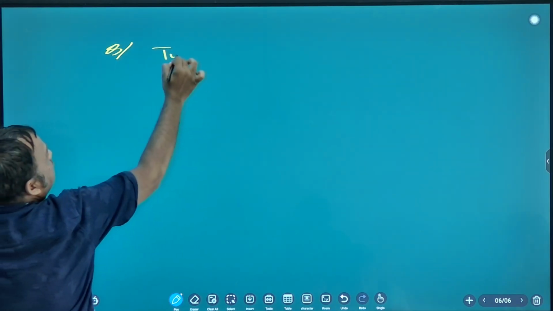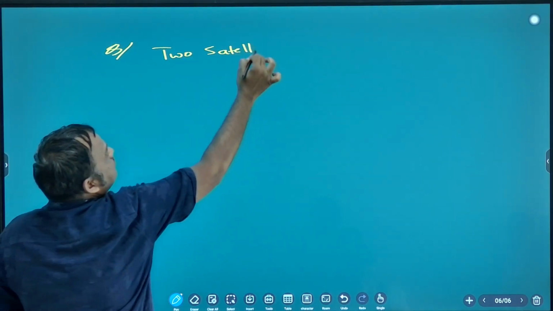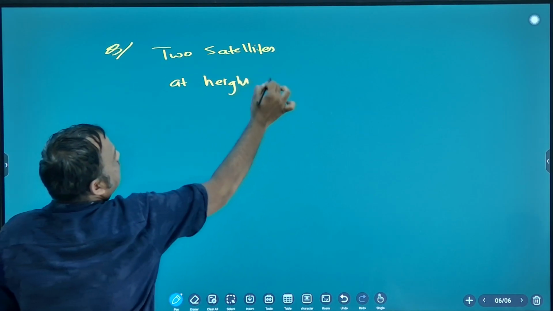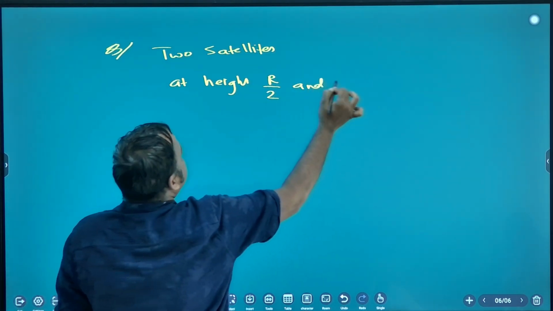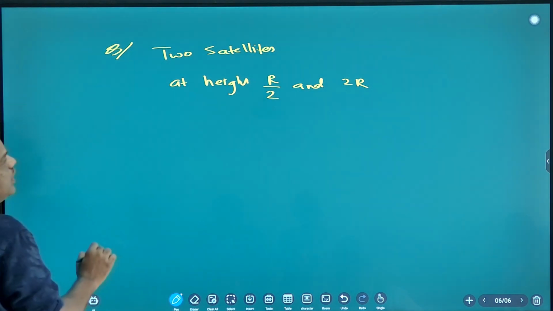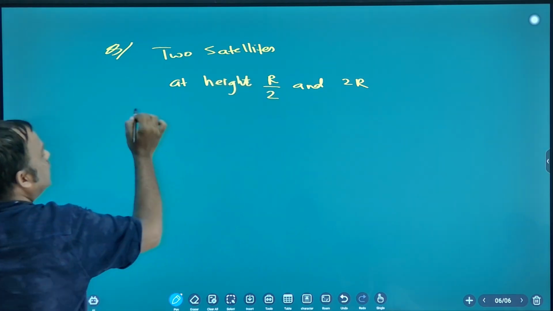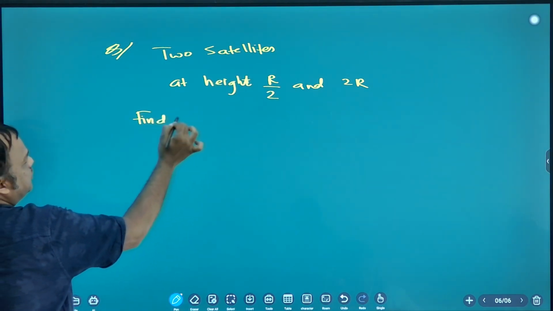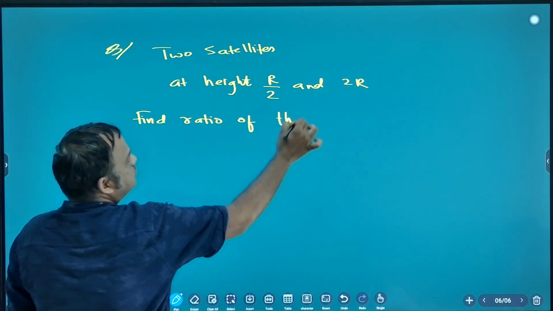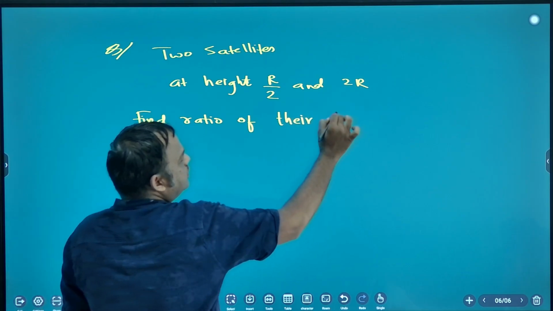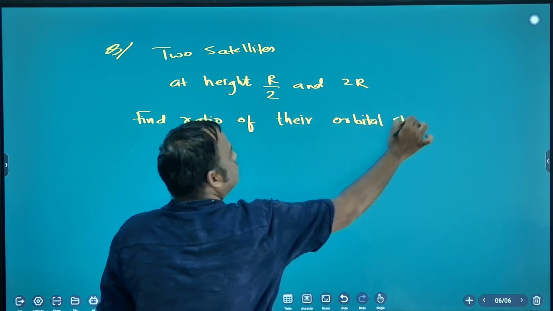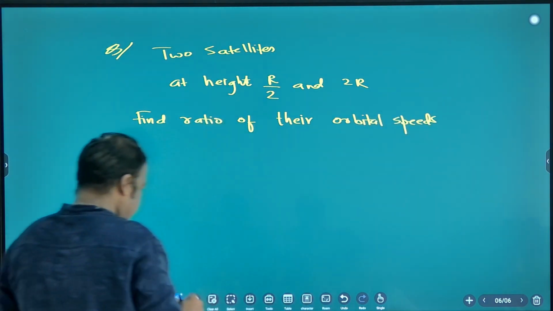Now write one question. Note down. Two satellites at heights R by 2 and 2R. Find the ratio of their orbital speeds. Okay, solve.